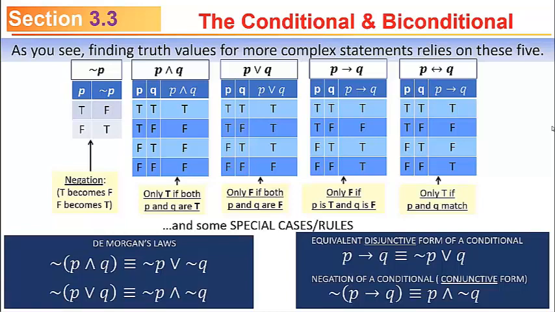And then we've added these special cases. From Section 2, we had De Morgan's laws, and from our just immediate discussion, we added 2 more from Section 3.3, and those are the equivalent disjunctive forms of conditional and the negation of a conditional, which puts it into conjunctive form. In other words, disjunctive form is the one with the or, and conjunctive form is the one with the and. So this page summarizes pretty much the basic tools for sections 1, 2, and 3.